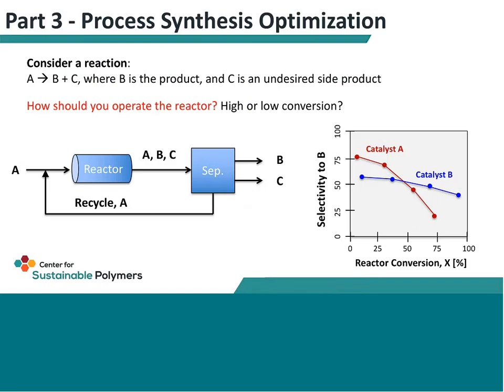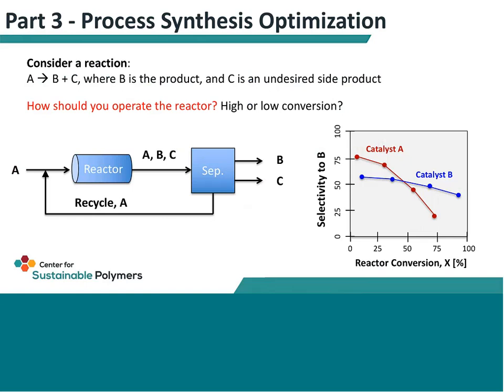Okay, so when we want to dig into the actual design and combination of unit operations, we have to think about optimization. So if you consider a simple reaction now, A goes to B plus C, B might be our desired product, and C is some undesired side product. You have to think about how you would actually design and operate a reactor. And you can imagine that you could operate a reactor at high or low conversion, depending on how big it is, how fast the flow rates are, what temperature, etc.